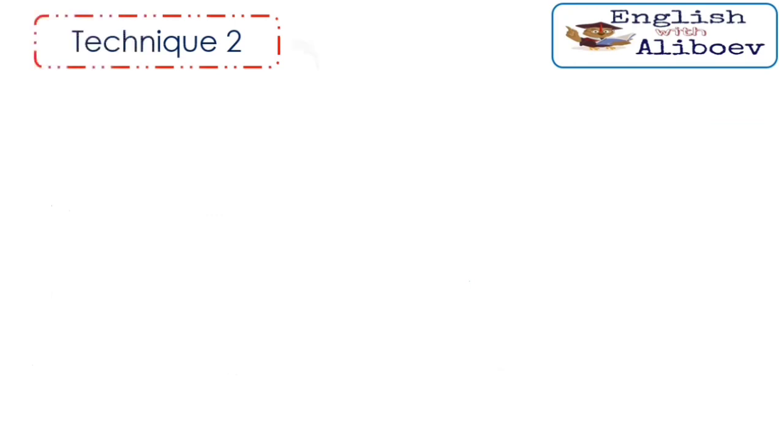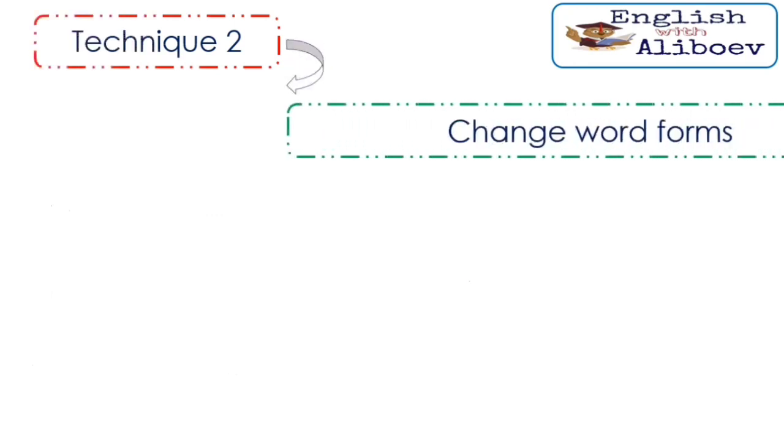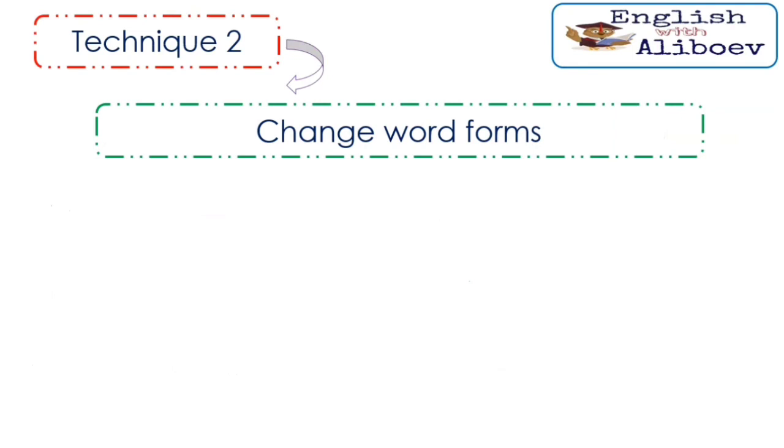Hop, let's have a look at what technique 2 says, what the second technique says, right? It recommends us to change word forms in a sentence. Ya'ni ikkinchi teknikdan foydalanishning yo'li bu gapdagi so'zlarning word formini o'zgartirib qo'yish.